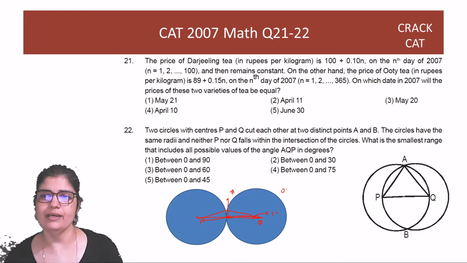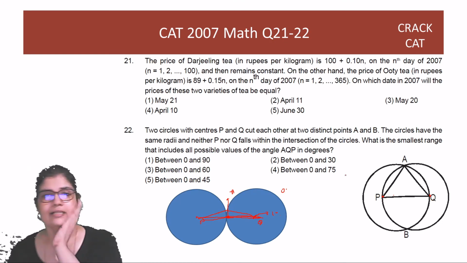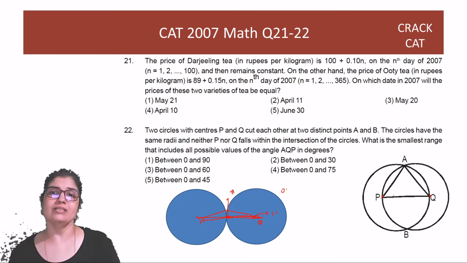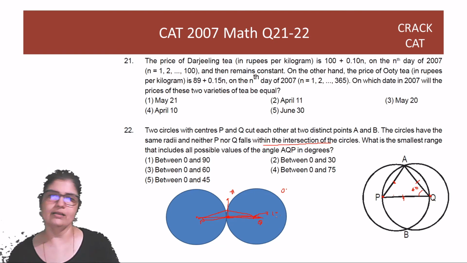Now P and Q, guys, are at the tip. See, they can't come within the circle, right? P or Q falls outside. They are not within the intersection. So maximum, where can they be? On the edge. So in this case, this is a radius, this is a radius, this is a radius, so this is 60 degrees. So the range of the angle is from 0 to 60 degrees, which is the third option, right?